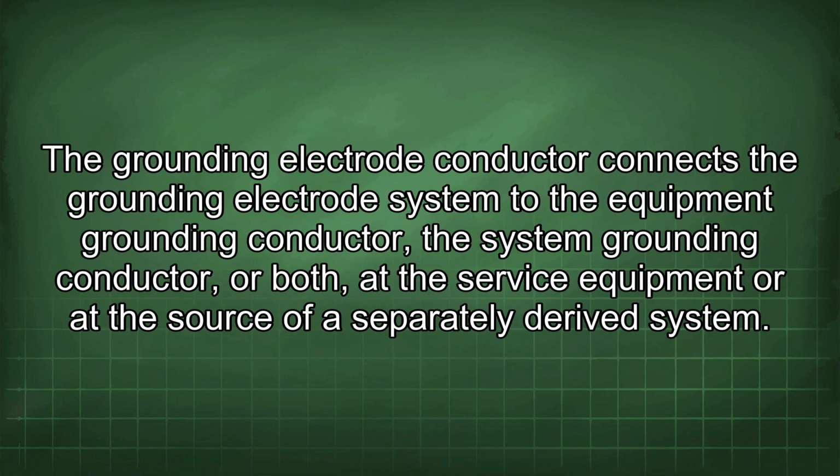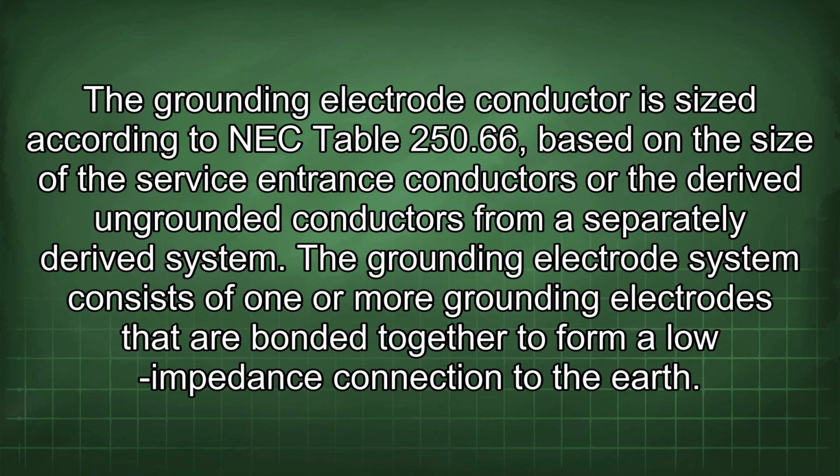The grounding electrode conductor connects the grounding electrode system to the equipment grounding conductor, the system grounding conductor, or both, at the service equipment or at the source of a separately derived system. The grounding electrode conductor is sized according to NEC Table 250.66, based on the size of the service entrance conductors or the derived and grounded conductors from a separately derived system.